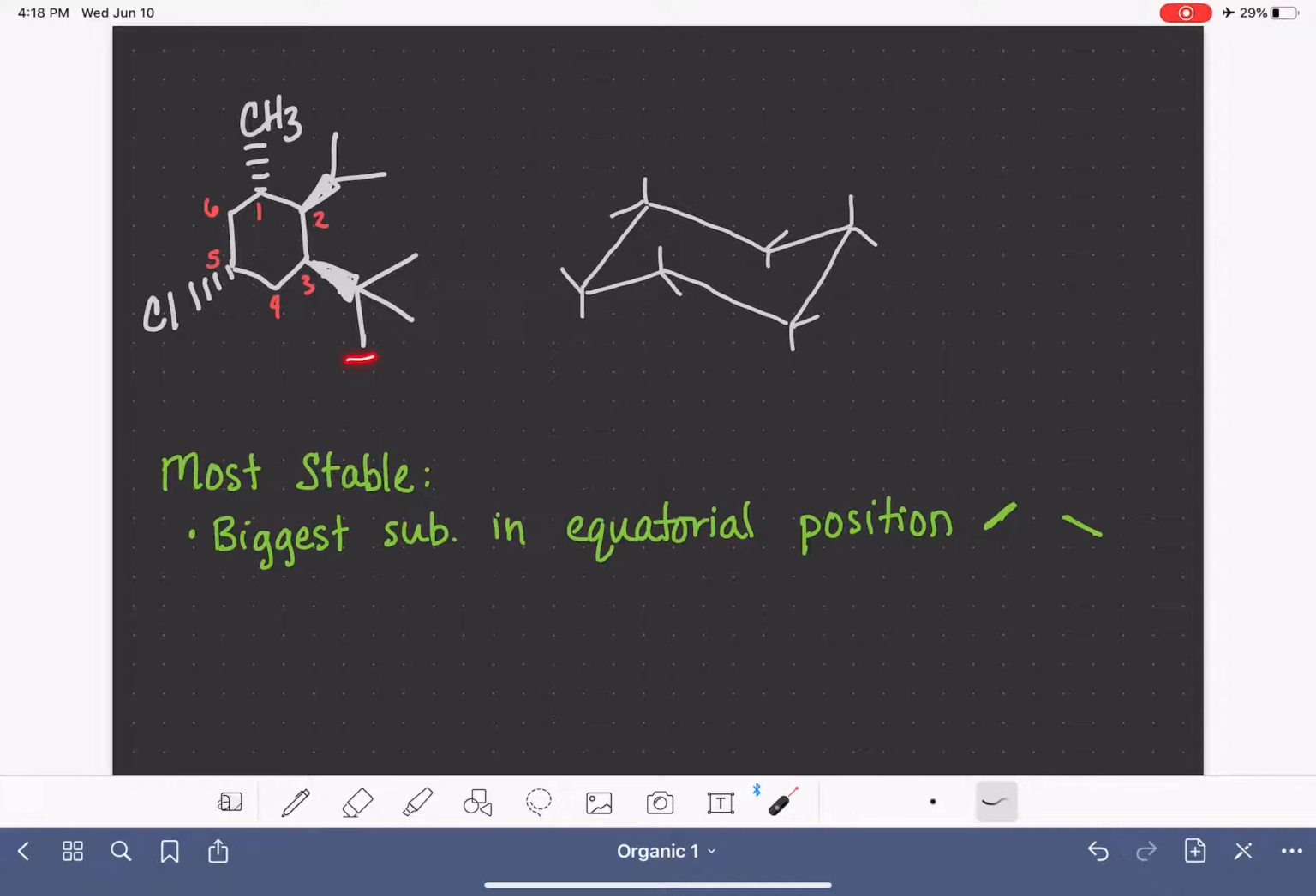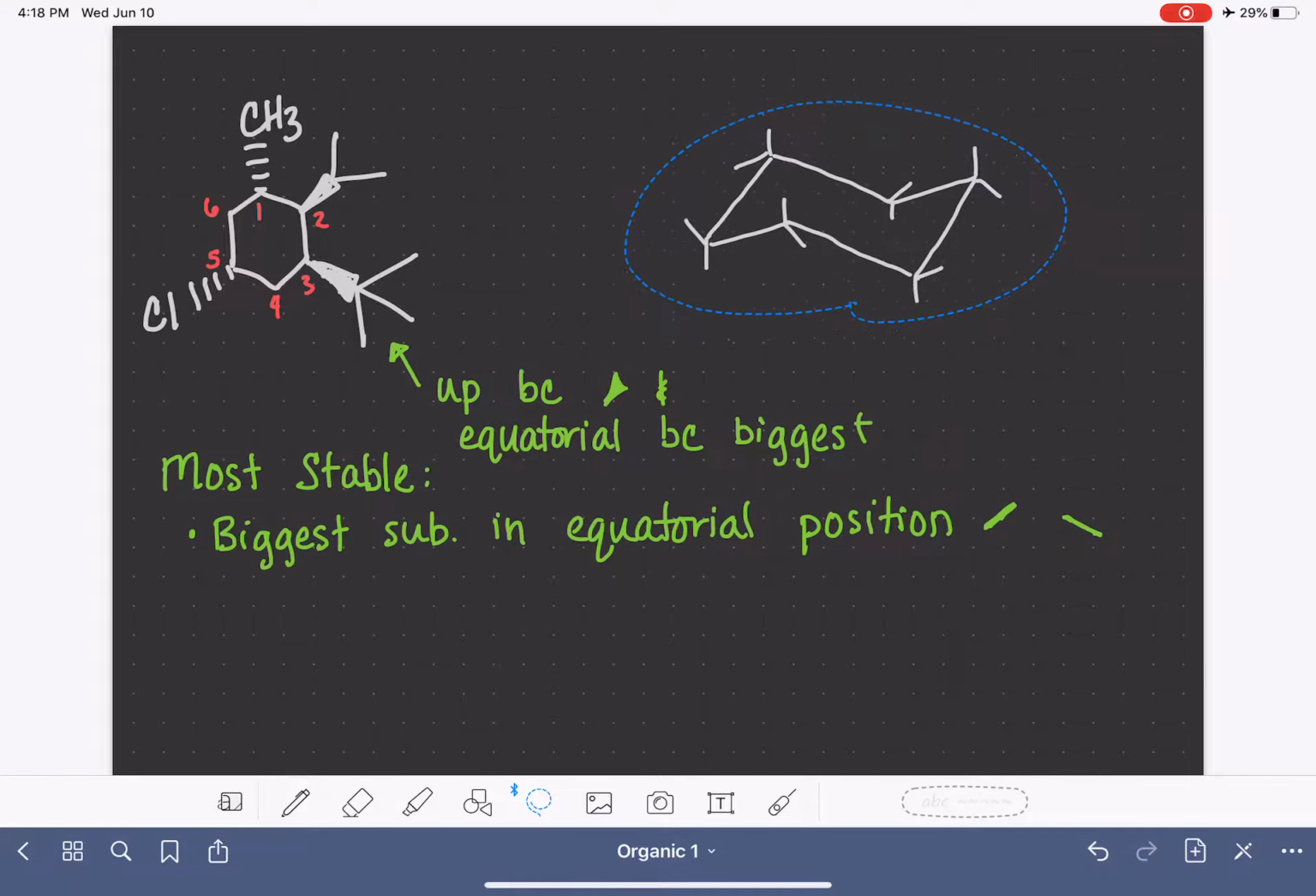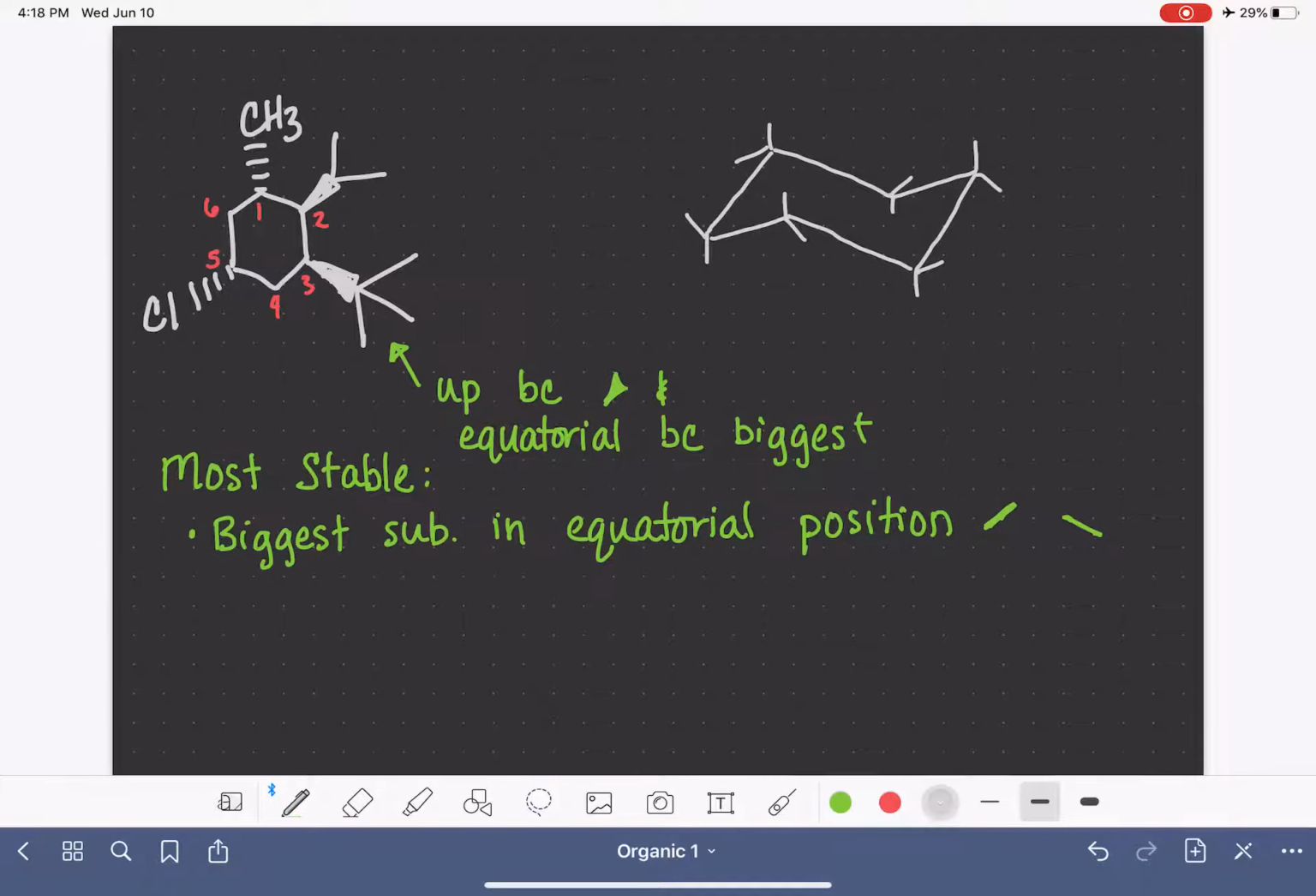So I want my tert-butyl group to be up and equatorial. Up because it is on a wedge, and equatorial because it is big. It's the biggest substituent out of all of the ones in this particular molecule. So I want to put it on any one of the carbons that has an up equatorial spot. And I like the look of this guy right here.